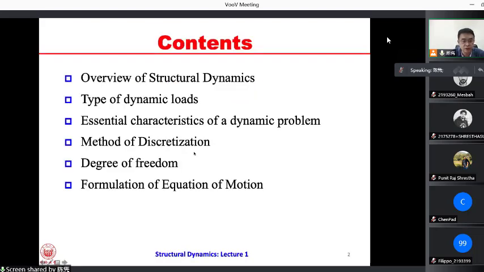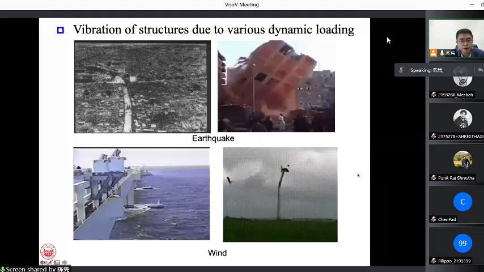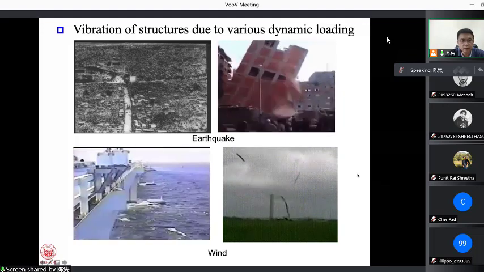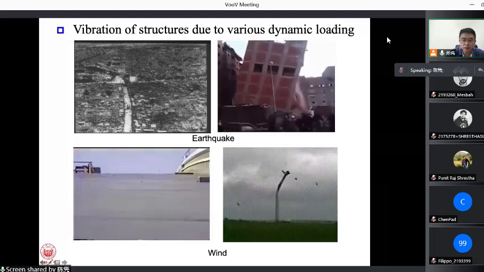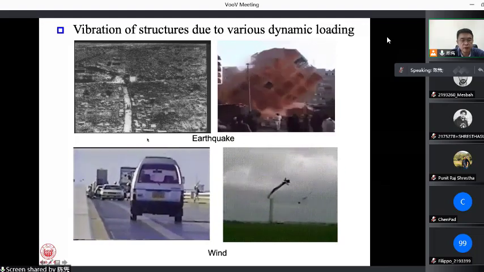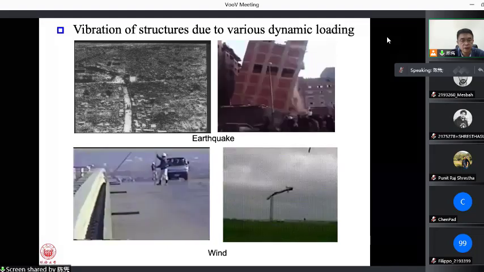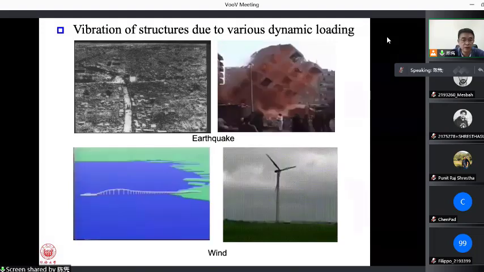And before that, you can see here the formulation of equation of motion. And before that, we need to study several subtopics showing here. Okay. So first, we need maybe the video. Okay, the purpose of the dynamics, you can see here, we do have the situation or scenarios or cases that we need to analyze the structure subject to some dynamic loading like earthquake.